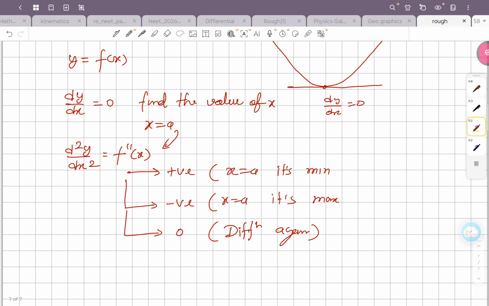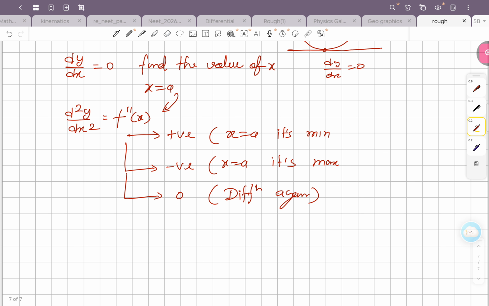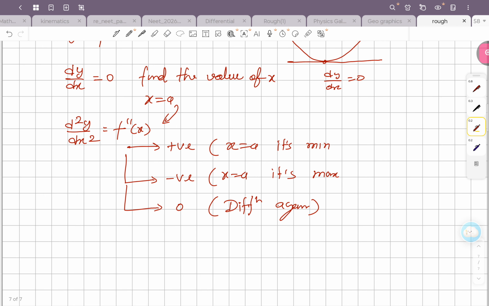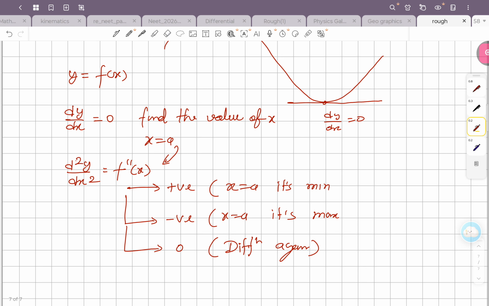If again we differentiate and put this value in that function, again we can check positive or negative. If it is positive, so it is minimum at that value, and if it is negative, so it is maximum. Again, if it is maximum or minimum, you can put this value in this function and find the function value at that point.